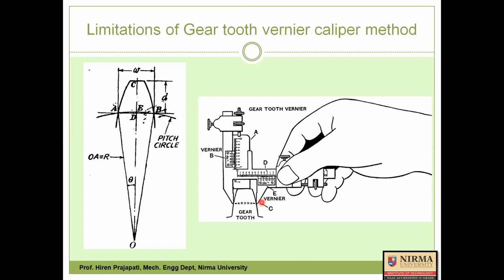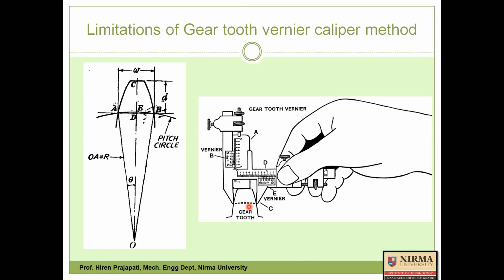Now there will be a question in your mind: if the gear tooth vernier caliper is measuring chordal thickness at chordal depth using this arrangement, and we use the same arrangement in the constant chord method also, setting constant chord depth on vernier B and using vernier E to measure constant chord length, then what is the difference between these two methods? That would be your question.